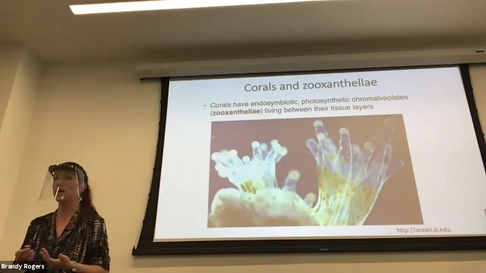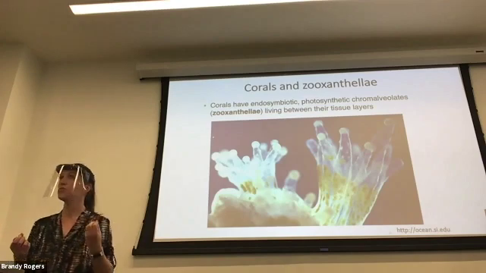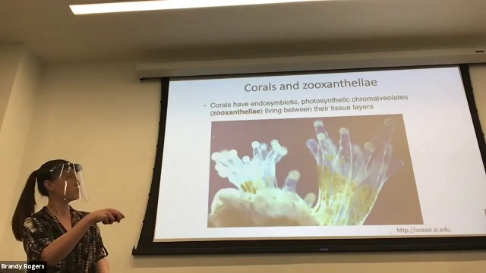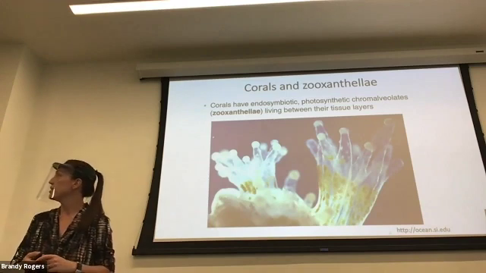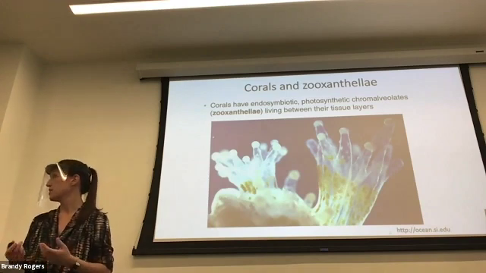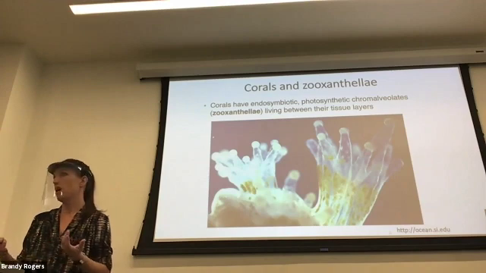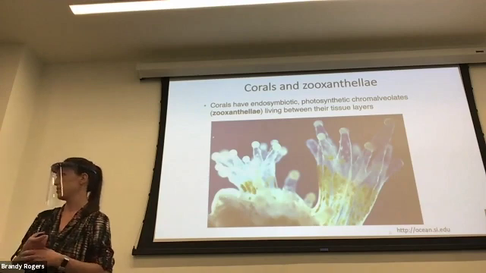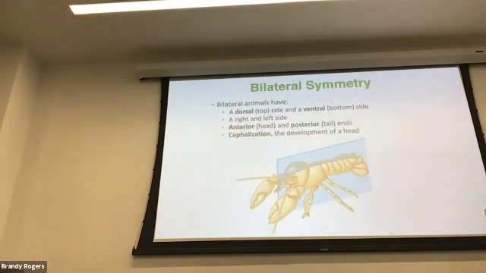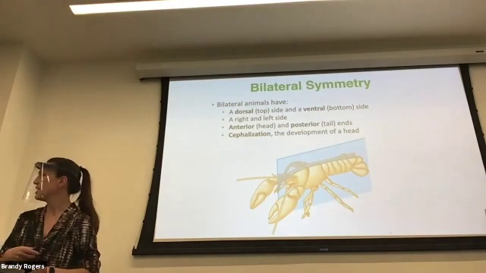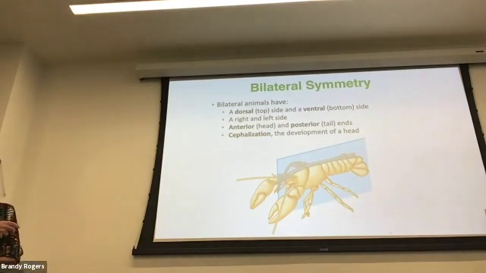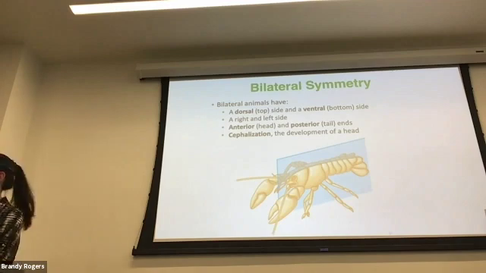It's important because of symbiosis, right? It's important because we're talking about animals with protist symbionts. But it's also going to come up again when we talk about ecosystems later. We look at fragile coral reef ecosystems. So it doesn't hurt to touch on that again while we're talking about cnidarians. So that's going to get us to bilateral symmetry.